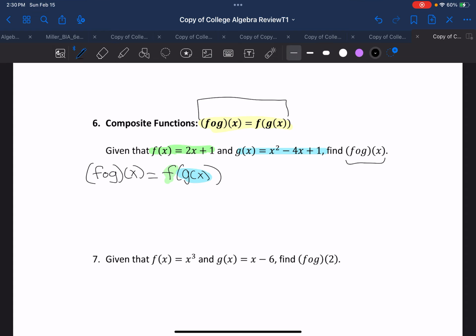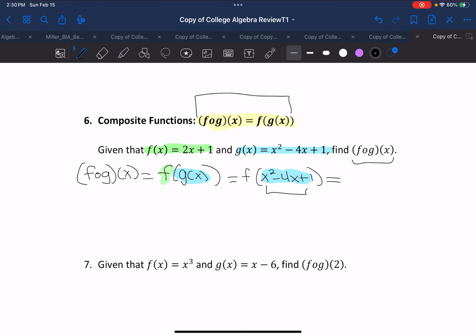So I could replace that g of x with x squared minus 4x plus 1 because that's what g of x equals. And now this notation, again, is still just notation. This is telling me to plug in x squared minus 4x plus 1 into f. So this would be 2 times x squared minus 4x plus 1, and then plus 1.